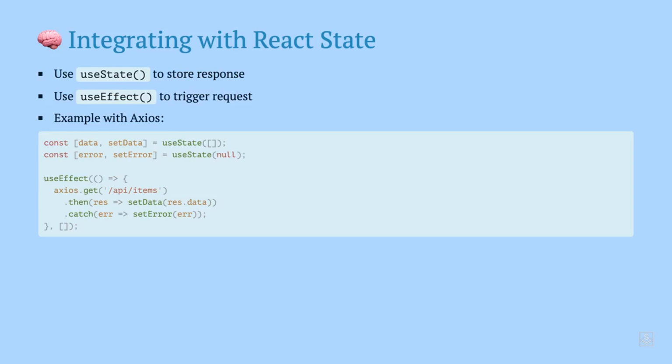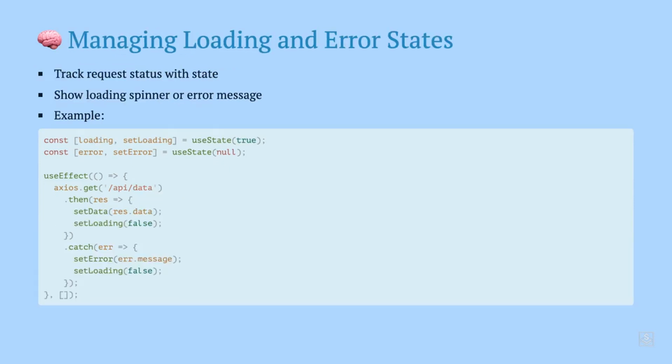You can also add loading states and retry logic for better UX. Managing loading and error states improves user experience. Use useState to track loading, whether the request is in progress, and error, any failure message. Example: const [loading, setLoading] = useState(true); const [error, setError] = useState(null).